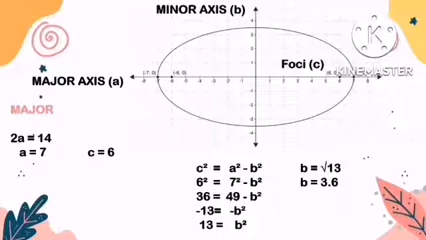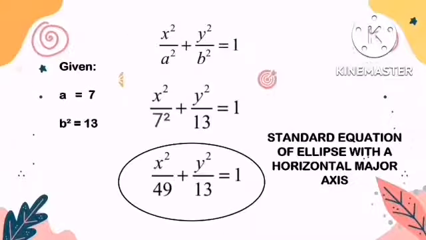Since we need to eliminate the negative sign from our b squared, let's multiply both sides by -1. So our b squared now would be equal to 13. We can now use the standard equation of an ellipse with a horizontal major axis: x squared all over a squared plus y squared all over b squared is equal to 1. Now everything is ready. Let's do the substitution.